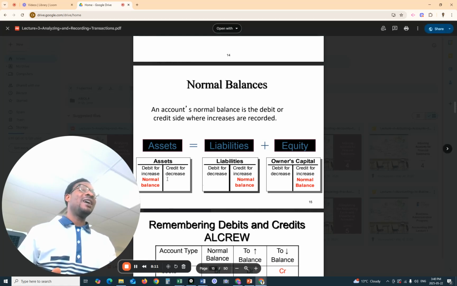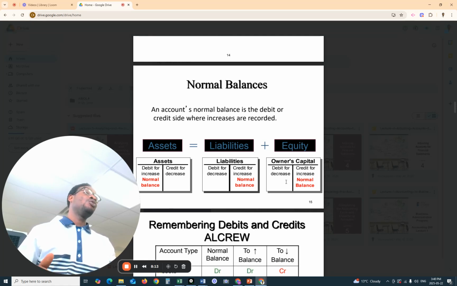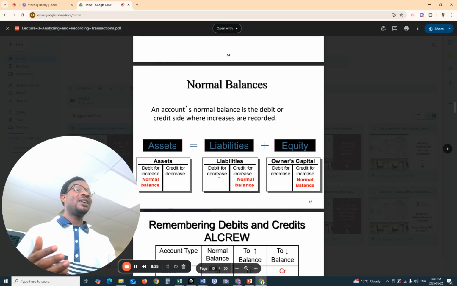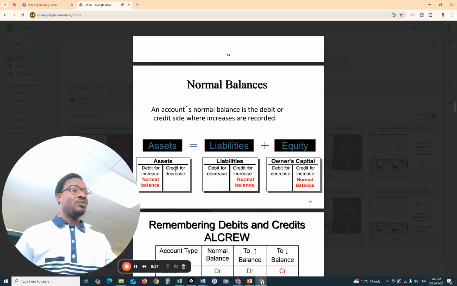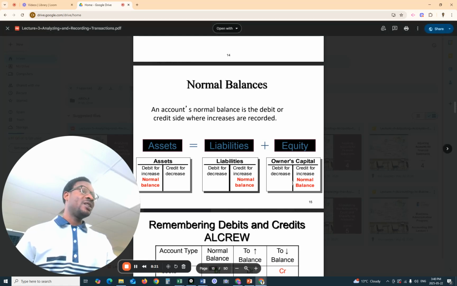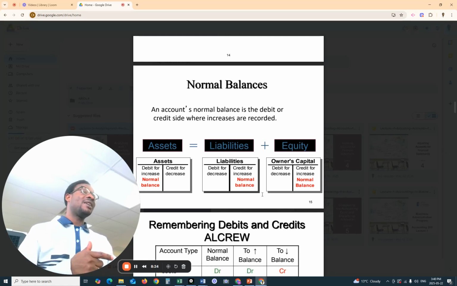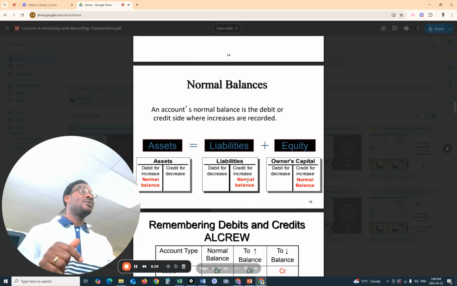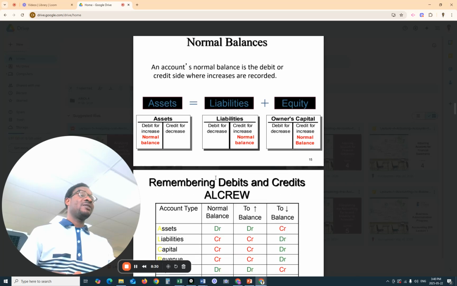So when these items are reducing, it will be in the reverse side. So assets, if it is reducing, it will be in the credit side. Liabilities and equity that have the credit side's normal balance, when they are reducing, they are recorded in the debit side respectively.